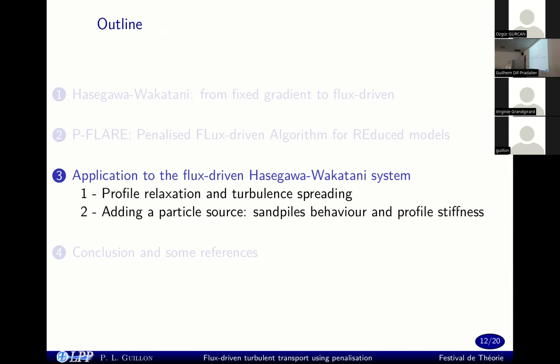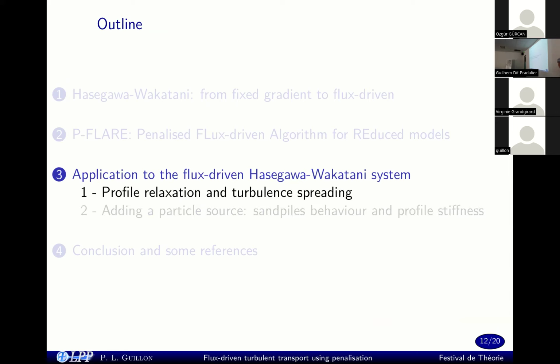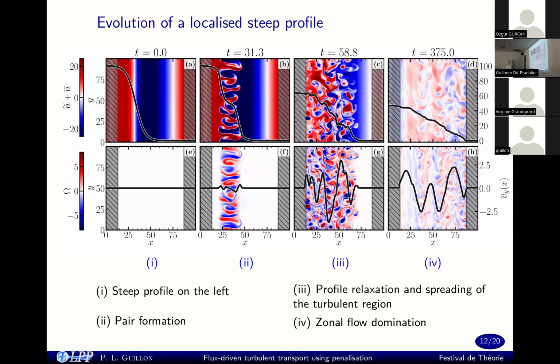And now, to test its capabilities, we apply it to the flux-driven Hasegawa-Wakatani system. The first study is profile relaxation and turbulence spreading. So we start with the following density profile here in the top left corner. This density profile is very steep on the left and very flat on the right. So we expect the linear instability of the Hasegawa-Wakatani system to occur mostly at the steep part, which happens.